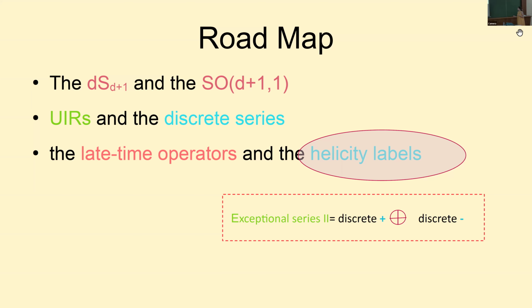But note that discrete series themselves have a categorization. There are two types, plus and minus. What we'll learn is that helicity labels track this, plus and minus. And actually, that's why we could not encounter these with the scalar field.